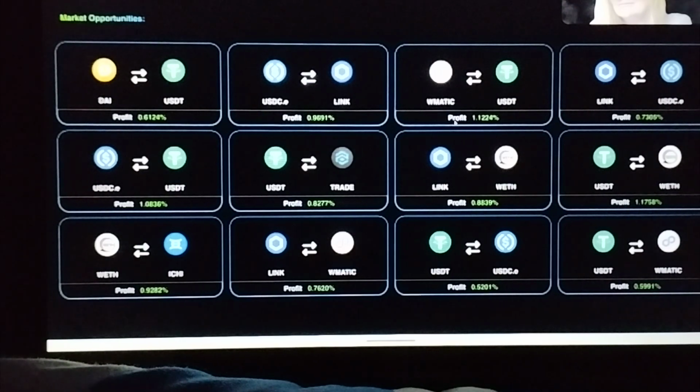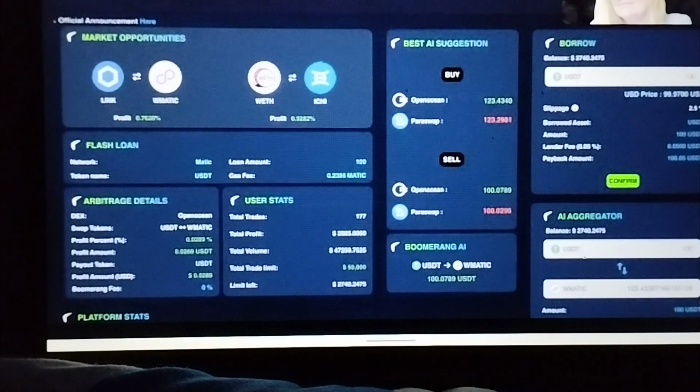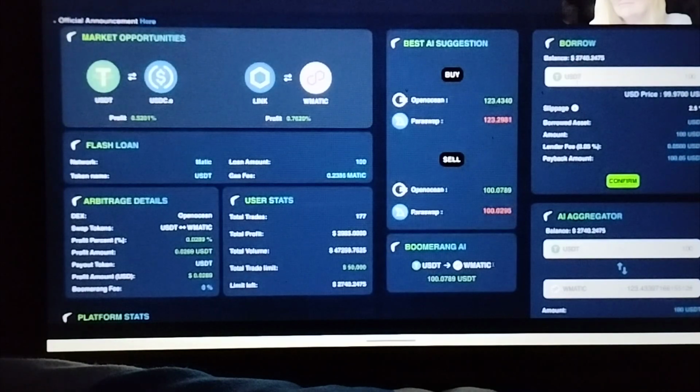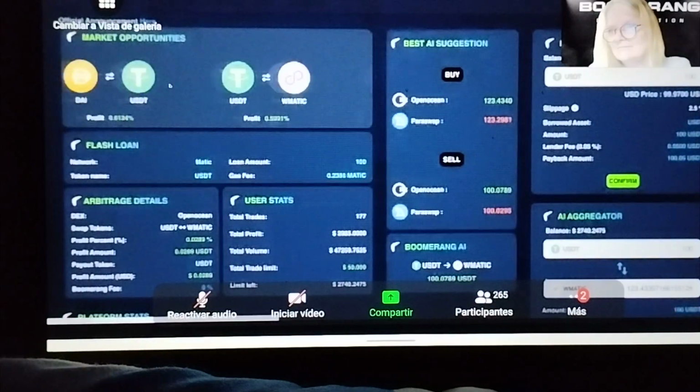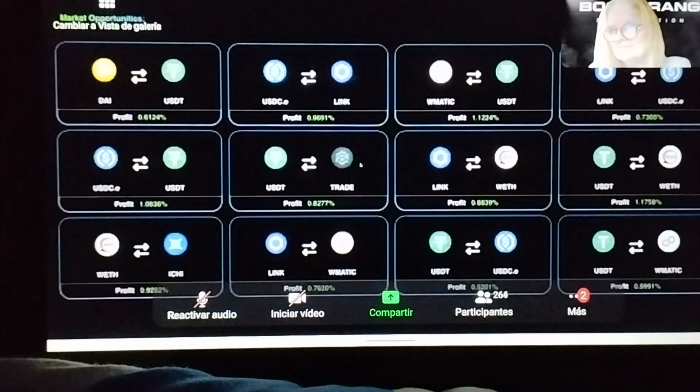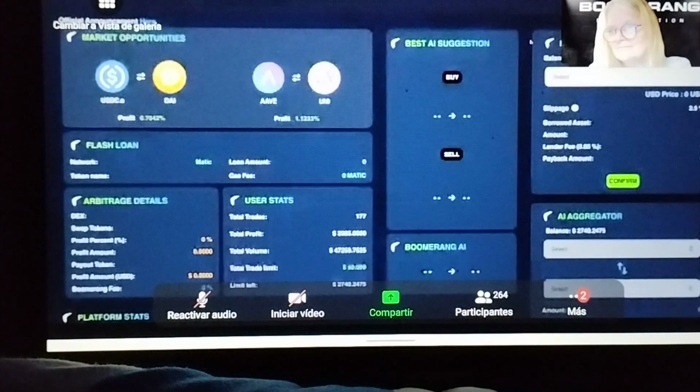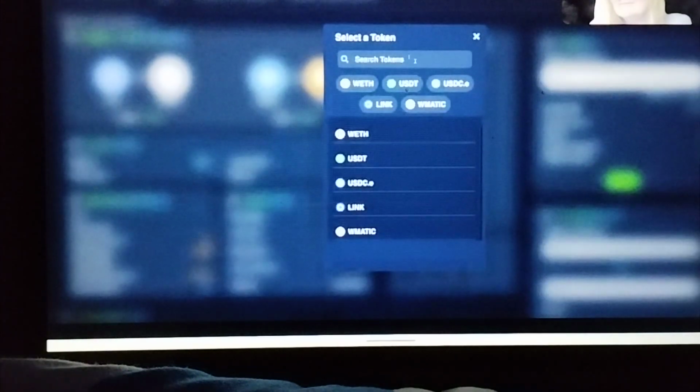Let me see, WMatic UCTs. No, that one is not it. We are going to look for another one. Let me refresh this one. And that's what we need to do. And then we can see what we can do. UCT, wETH, this one we need. So you see, now it's faster.